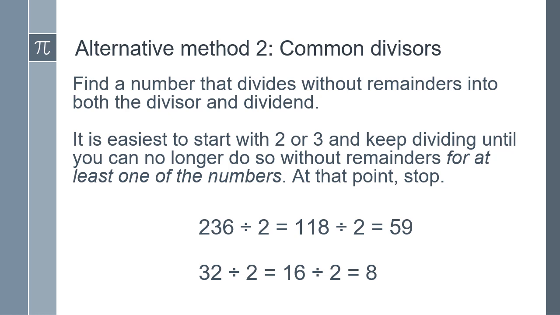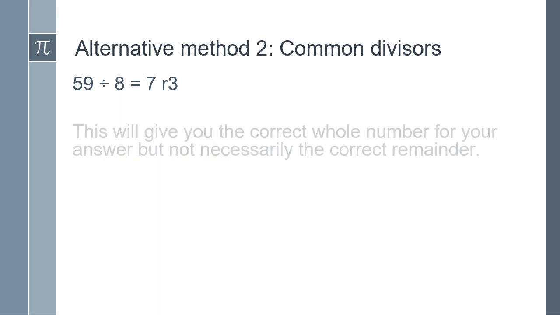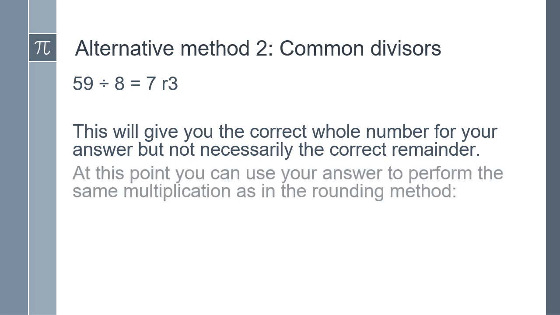So we've now got the sum 59 divided by 8. We can do that as 7, remainder 3. Now this will give you the correct whole number for your answer, but not necessarily the correct remainder. So we have to do something else.